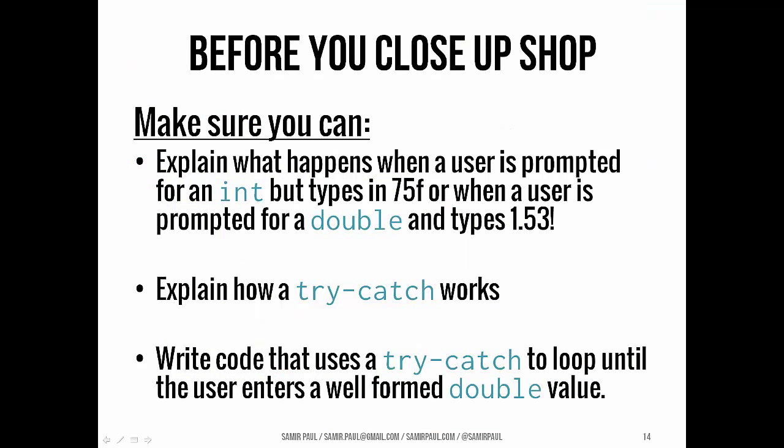That's it for today. We're going to get more practice with this in the future. The key things to take away from today are what happens when the user is prompted for an int but types in something foolish and wrong. How can we use try-catch statements to handle that? And make sure that you can write a try-catch statement to loop until the user enters some kind of well-formed double value, just like we saw today.